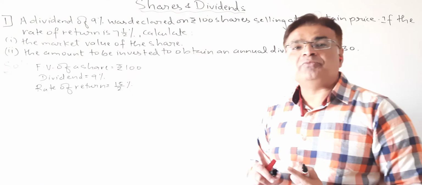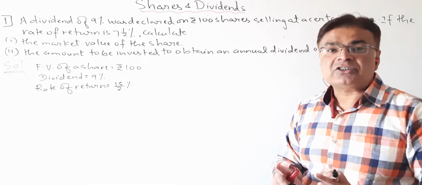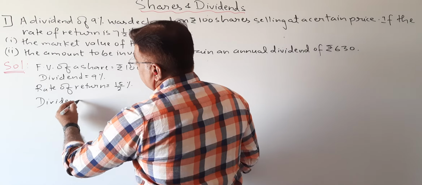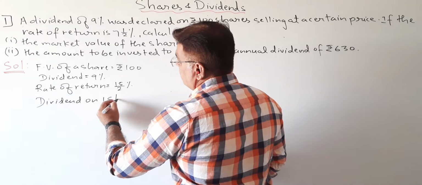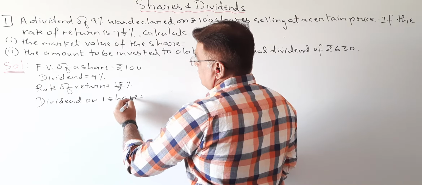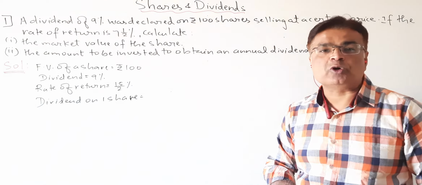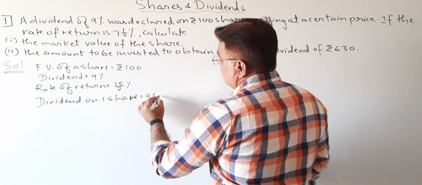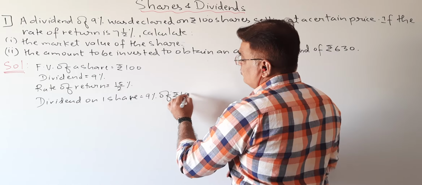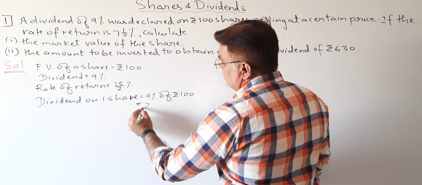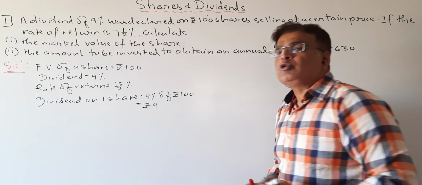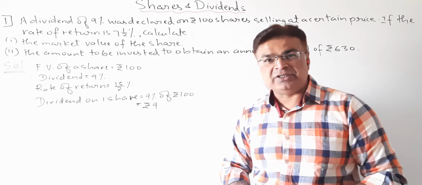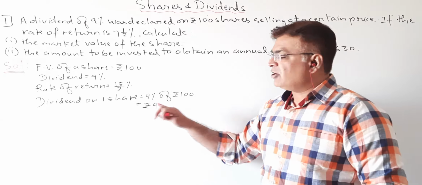Now see, from this what we can know. First thing we can know is the dividend on one share. Dividend means it is a type of income for you. So how much income will I generate from one share? I know the company is paying 9% dividend on rupees 100, always on face value, students, remember that. So that will be rupees 9. So now I know that on one share my earning is 9 rupees.